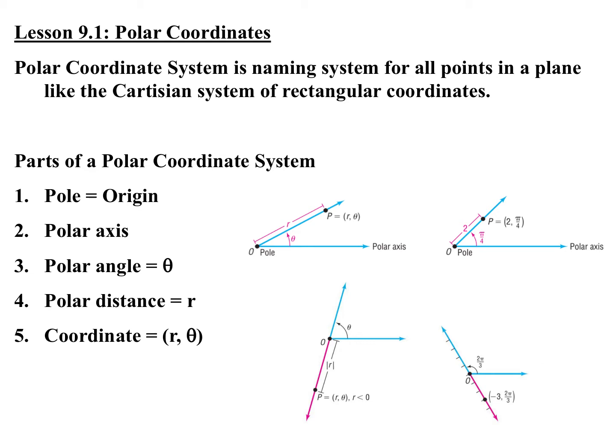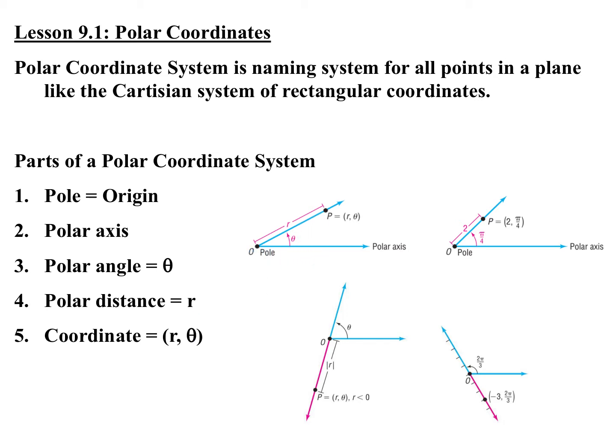The parts of a polar coordinate system are: we have the pole, which is like our origin in our XY plane. You have the polar axis, which is in the same direction as what would be our positive x-axis. And then we have an angle, which we call our polar angle. Usually we use the Greek letter theta to represent it. And then we have a distance away from the pole, which we use r for, like a radius.